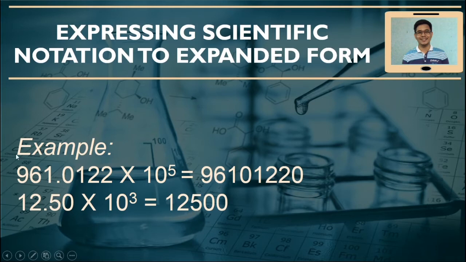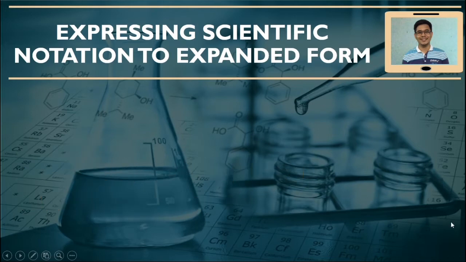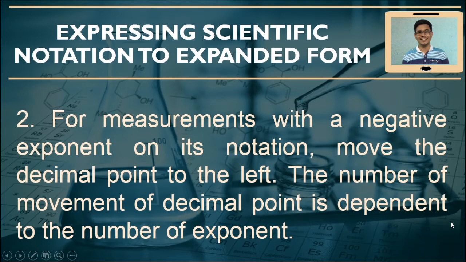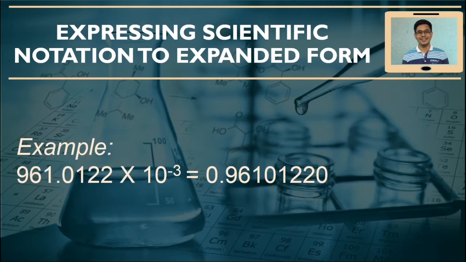Okay, these are examples on how we're going to express scientific notation papuntang expanded form. Next rule, for measurements with a negative exponent on its notation, move the decimal point to the left. The number of the movement of decimal point is dependent to the number of exponent. Kung kanina, pag nakita mong yung kanyang exponent ay positive, ikakanan mo na. This time, pag nakita mong negative, kakaliwa mo na yan. So we have here an example.